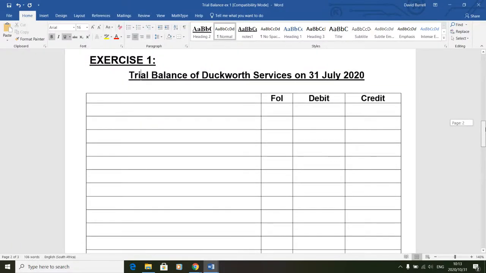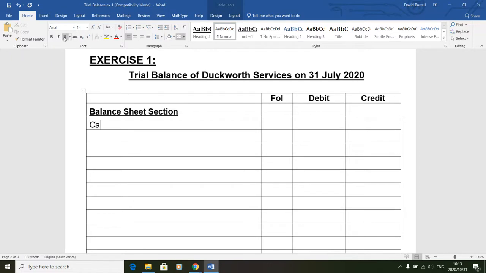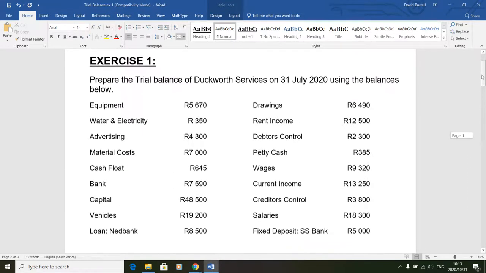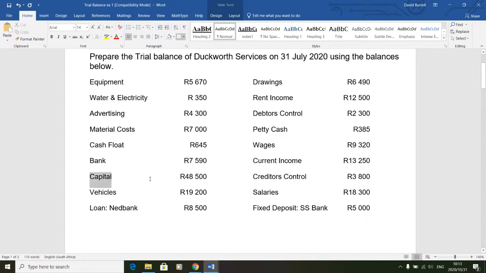Okay, now we need to actually go and do the trial balance, the two sections. So you're going to have the balance sheet section. I think this underlining is probably going to irritate me. I'll keep it for the heading maybe. You're going to have your balance sheet section, and your first account always in the balance sheet section is going to be capital. Capital is always going to be the first one. A business really does need capital in order to be able to function. So if I go over here, capital 48,500.